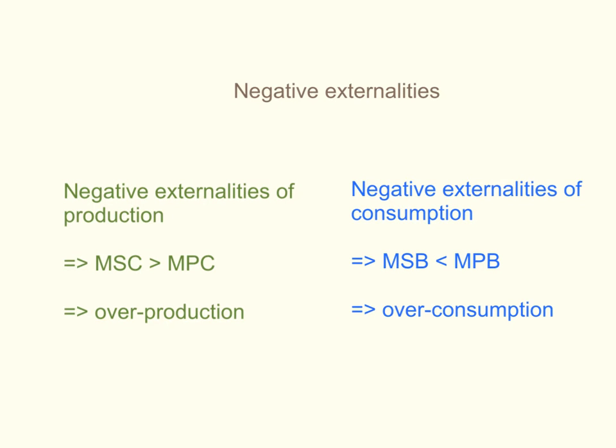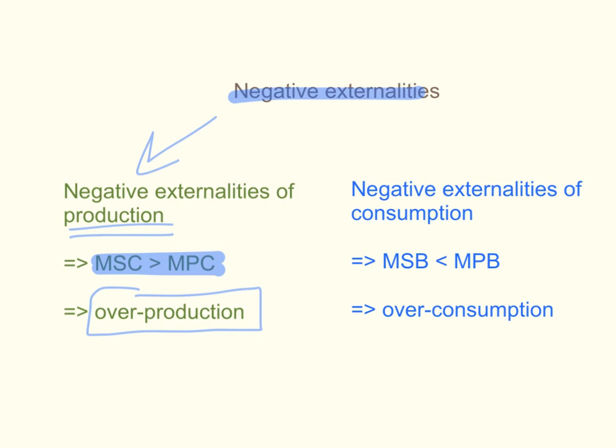So, to wrap up, negative externalities. Negative externalities of production is a situation where there is overproduction of a good, where the social costs exceed the private costs. There are external costs imposed on society as a result of producing that good or service, like, for example, a factory that pollutes a city where it's set up.